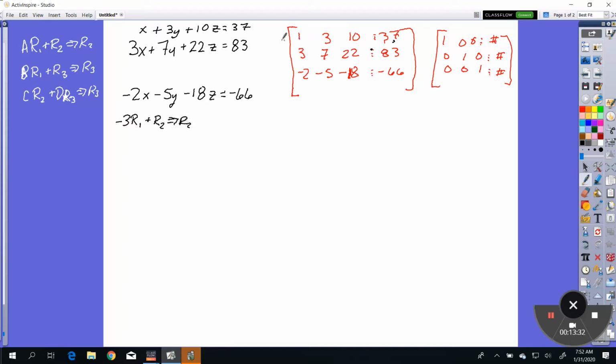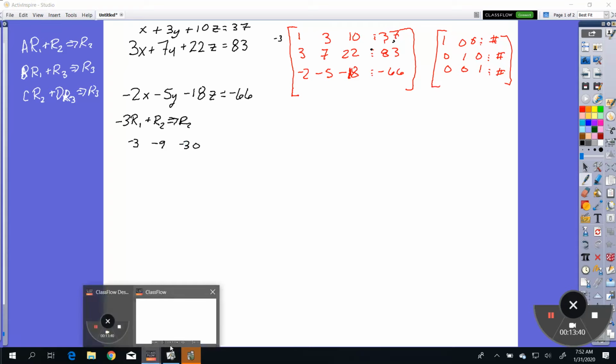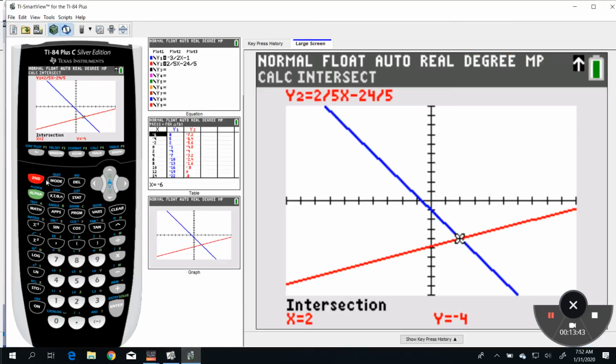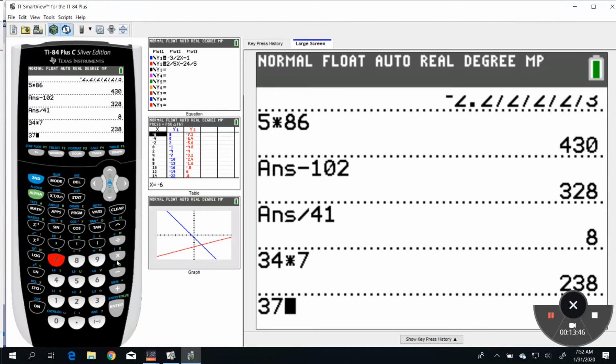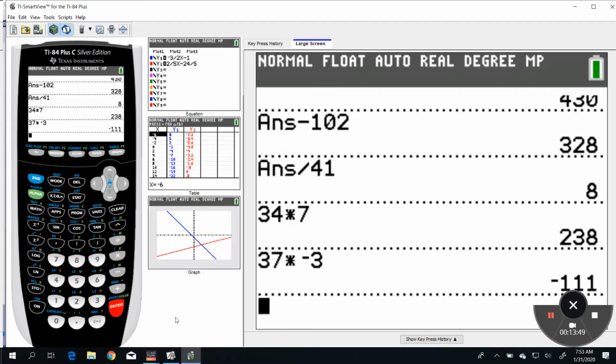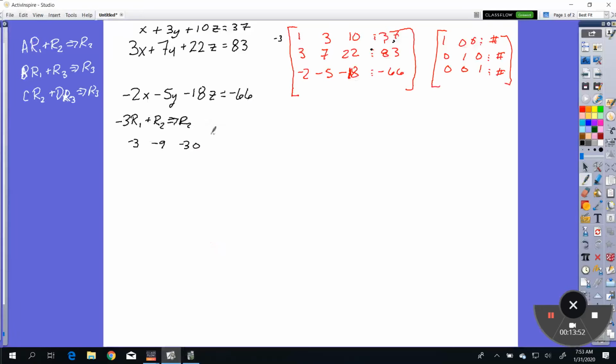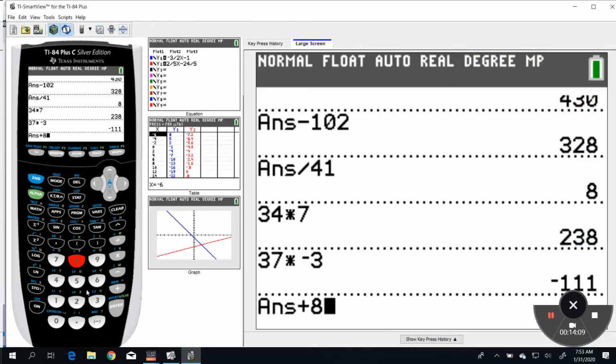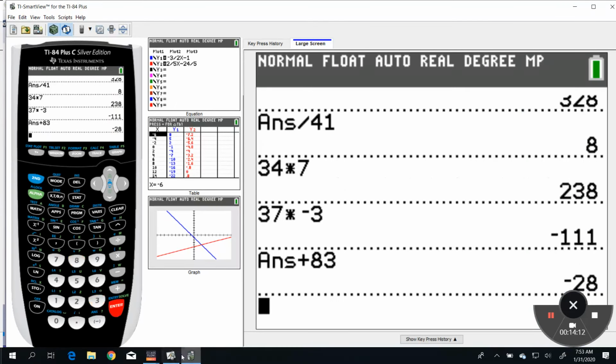So here's what that looks like. Negative 3 times all that is negative 3, negative 9, negative 30. 37 times negative 3 is negative 111. So negative 111. Now row 3 is 3, 7, 22, and 83. So when I combine that, that's 0, negative 2, negative 8, negative 111 plus 83 is negative 28.